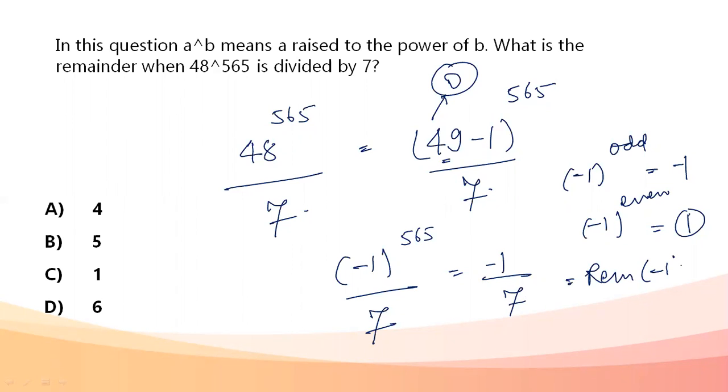The remainder in this case comes out to be minus 1. I don't need a negative remainder; I always need a positive remainder. So I'm going to do 7 minus 1, which comes out to be 6. So the remainder when 48 raised to power 565 is divided by 7 becomes 6. My answer is option D.